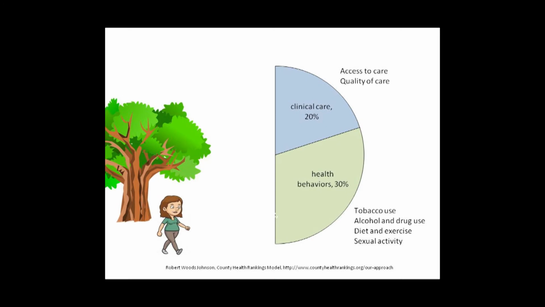So according to the Robert Wood Johnson model, health behaviors like diets and exercise, tobacco, alcohol, and drug use make up 30% of what contributes to our health. Now, Daisy gets her exercise, as you see here. She has a healthy diet. She doesn't smoke or use drugs, and she drinks moderately. She practices safe sex. So she makes smart choices.